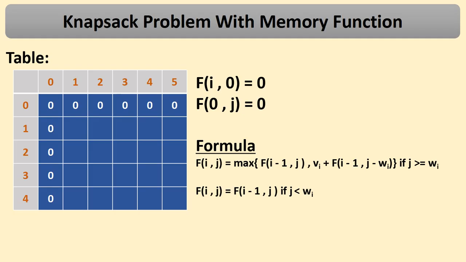Here we have one condition. After calculating the value of j and w, you have to check whether j is greater than or equal to w. If it is so, you have to use the first formula. Otherwise, you have to use the second formula. Second formula is j is less than w. First formula is j is greater than or equal to w. So using this formula, we are going to find each value of this tabular column and we have to fill it.